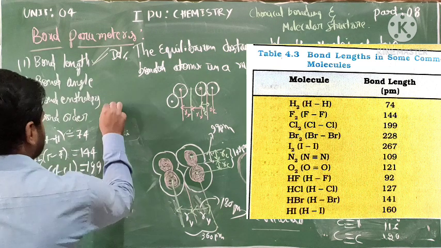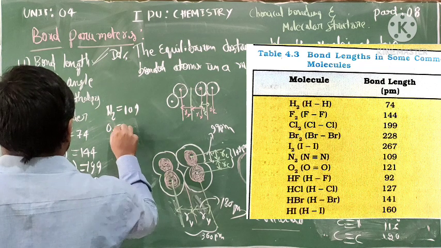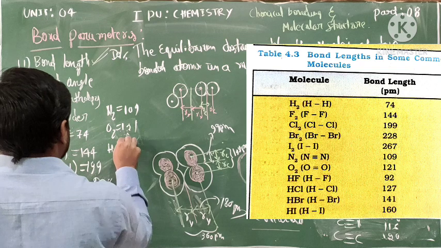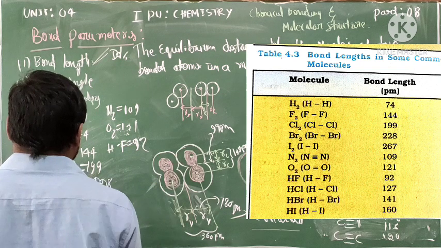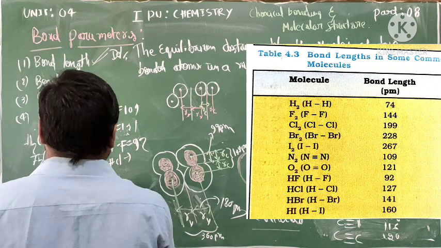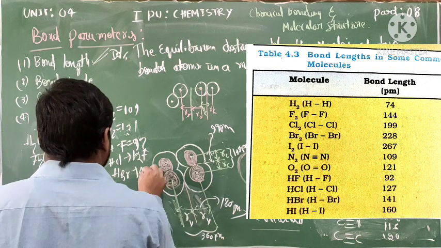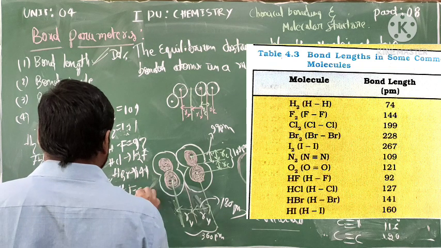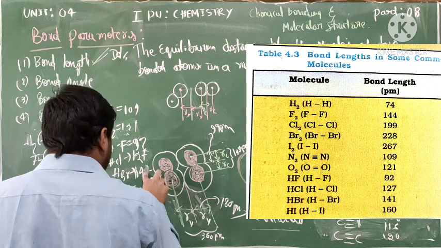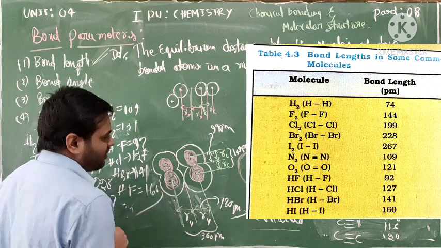So N2 is 109, O2 is 127, HF 192, and HCl 127. HBr is 141, and HI is 160. These are the bond lengths.